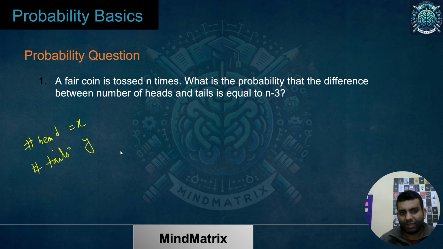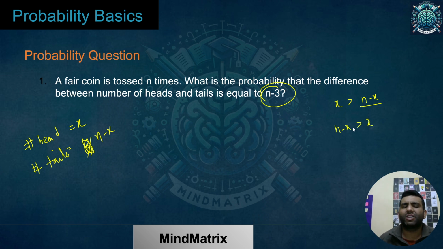So that means it must be n minus x. And it is being told the difference must be n minus 3. What is the probability the difference is n minus 3? So if I take a difference, let's suppose that x is greater than n minus x. Let's suppose this is the case. Or you can consider n minus x to be greater than x. You can consider that as well.